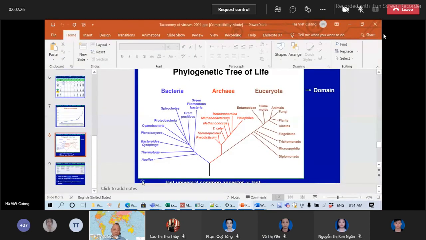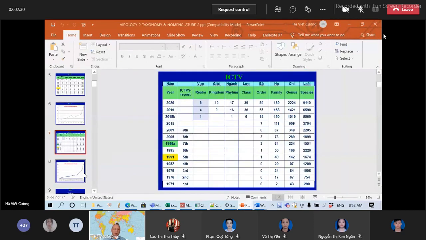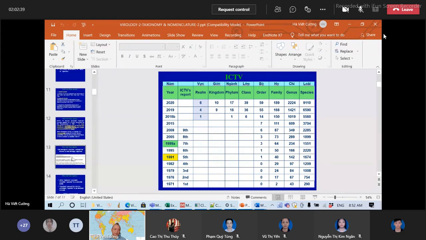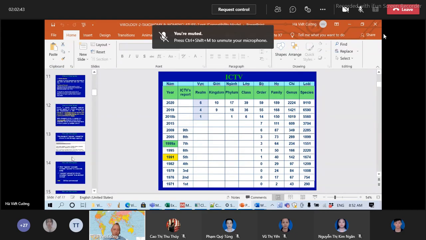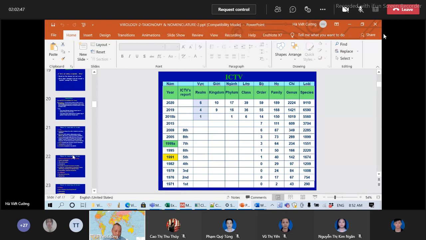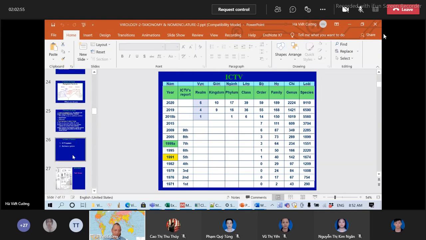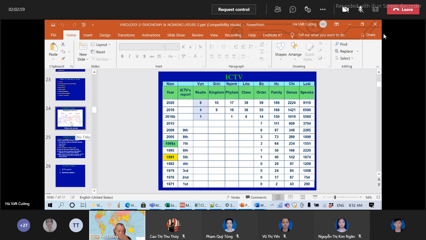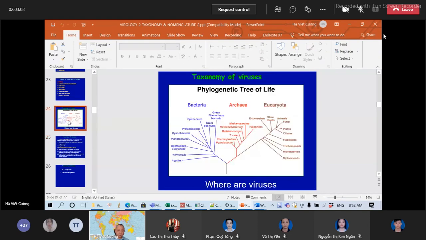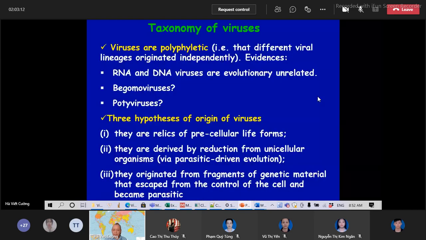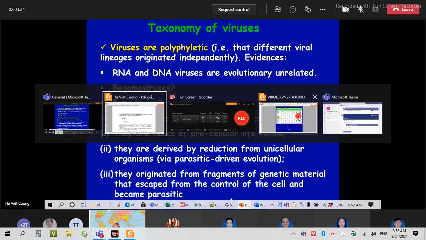Now we move on to the next slide. For taxonomy of viruses, viruses are polyphyletic. That is the origin part here.